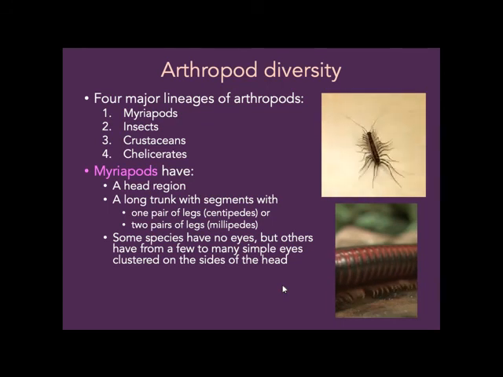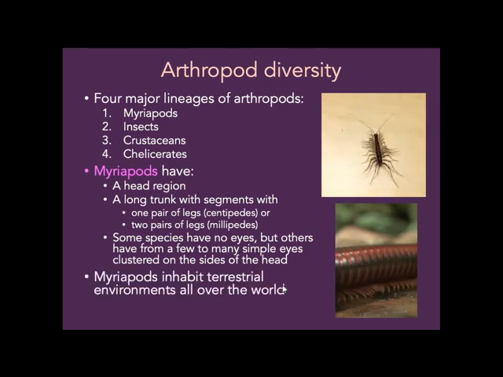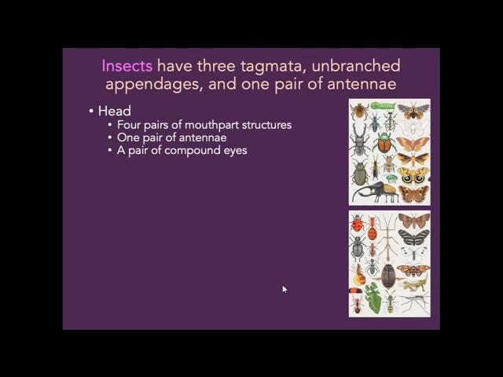The next group are the insects. Their main feature is that they have three tagmata. Their appendages are unbranched, and they have one pair of antennae, so that distinguishes them from the other kinds of arthropods. Their head has four pairs of mouthpart structures, one pair of antennae, and a pair of compound eyes. Their thorax has three pairs of walking legs, and most insects have either one or two pairs of wings. And an abdomen, which contains the reproductive, respiratory, and digestive organs.